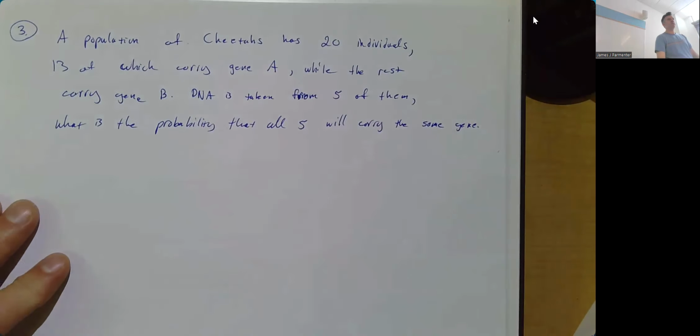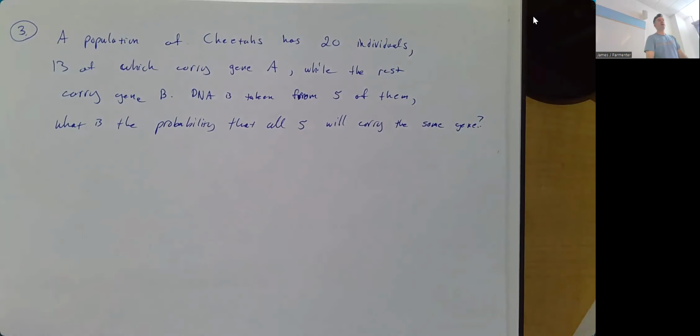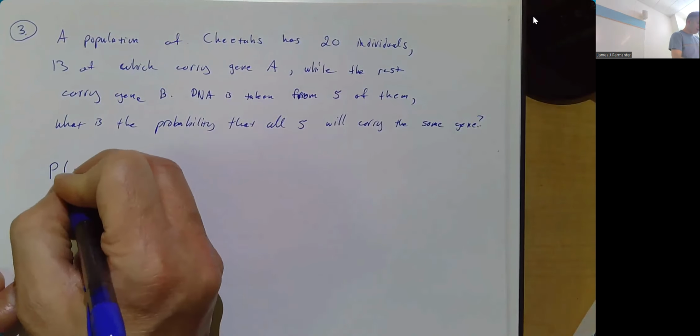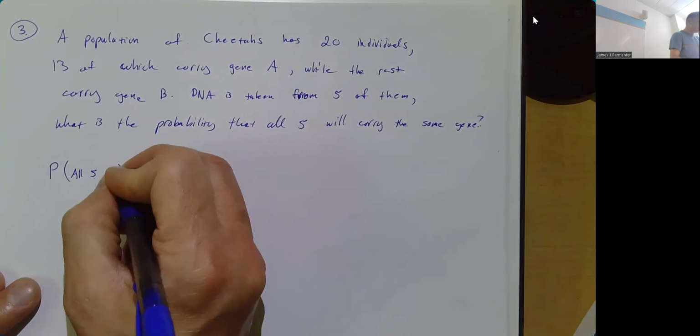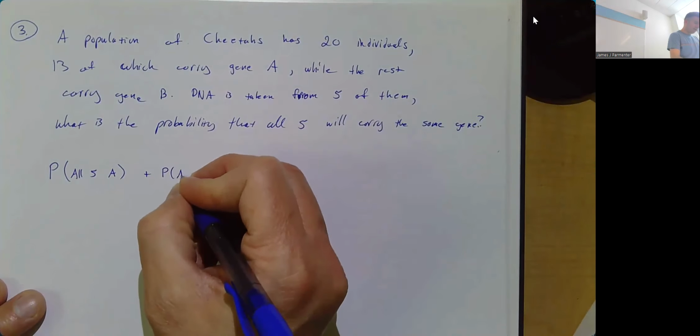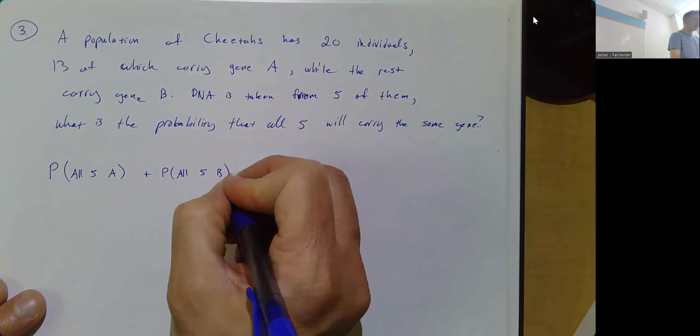Ooh, good question. So very, very generally, I want to remind you, the way we calculate probability is by counting the number of things we want divided by the total number of things that can happen. So there are 2 ways we could get what we wanted. You could have the probability of all 5 having gene A, or the probability of all 5 having gene B.